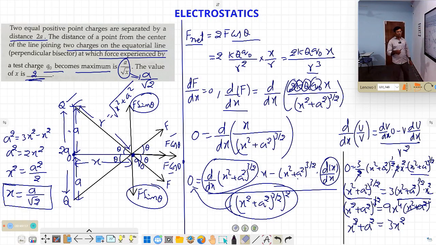So this way you have to solve the question. You have to take care while doing the procedure of differentiation.